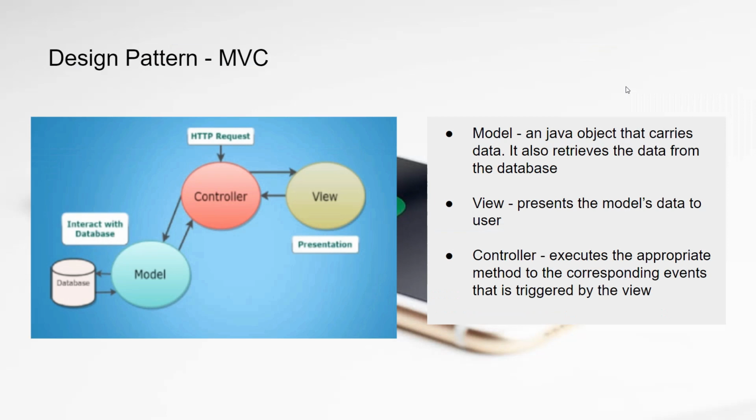For design pattern, we use MVC. M is for model, V for view, and C for controller. The model is an object that carries data. It also retrieves the data from the database. The view presents the model's data to the user. And the last one is the controller. It executes the appropriate method for the corresponding event that is triggered by the view.